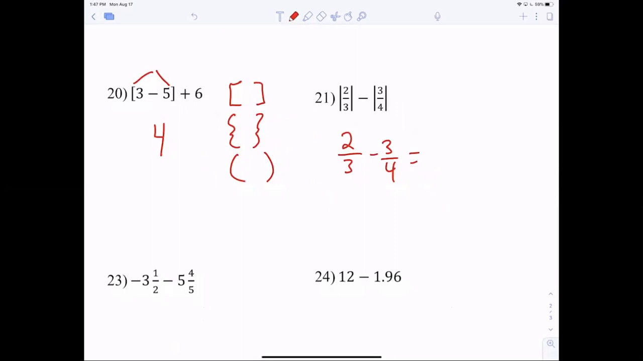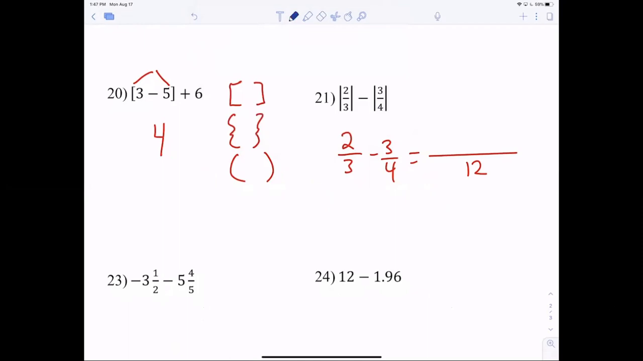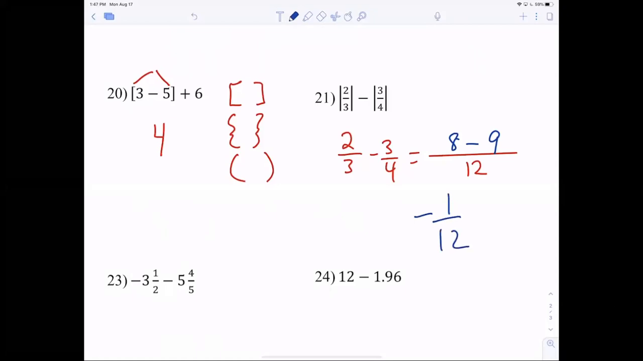What are you thinking? What's the common denominator? 12. Everybody's supposed to write this down, 12. So the first fraction becomes what? How many twelfths? 8. Minus how many twelfths on the second one? Yes. Now look how I'm doing it, guys. That's how I really prefer that you do it. Save yourself a little bit of time. So final answer? Yeah, -1/12, guys. -1/12. Everybody happy with that? Any questions?